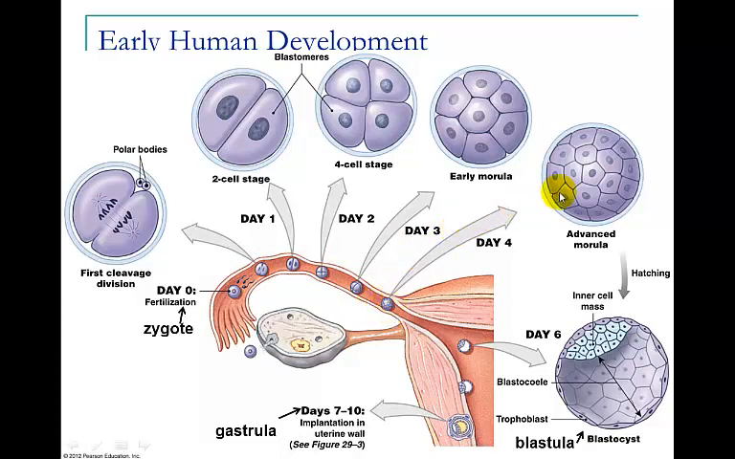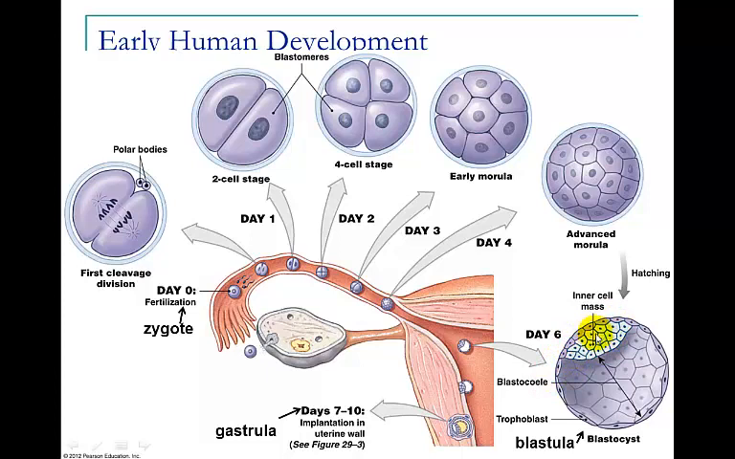The morula stage is a stage where the cells are forming a solid ball. The developing embryo becomes a solid ball of cells, and that solid ball of cells around day 6 is going to change in its appearance. It's arrived in the uterus, and you'll notice that it's no longer a solid ball of cells. It's now hollow. There's an inner cell mass and an outer trophoblast layer.